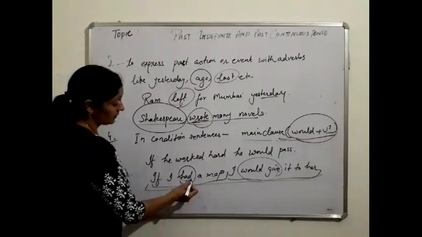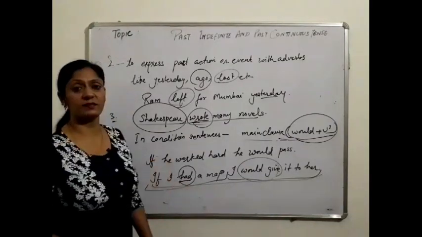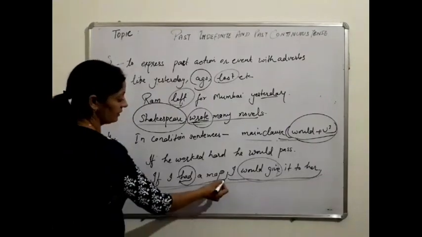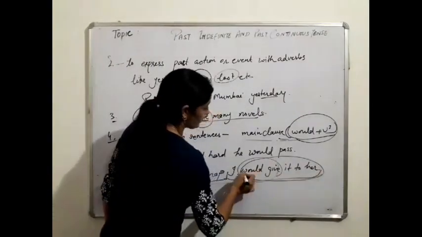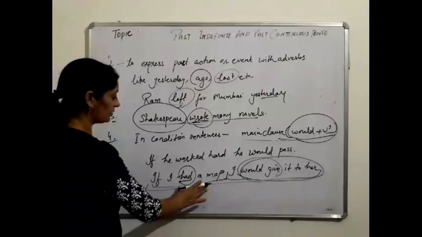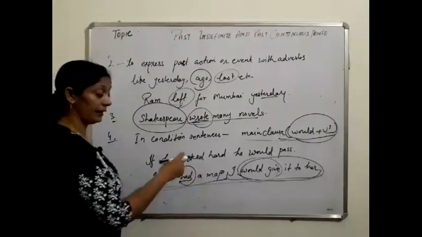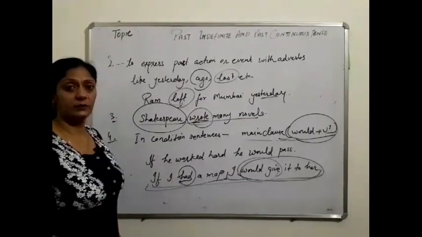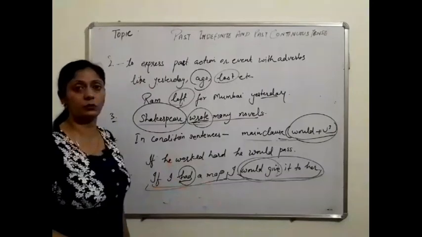Students, see here, the sentence is in past, but the main clause refers to the future. It refers to our present condition. If I had a map, it means I have no map. Suppose if I had, I would give it to her.